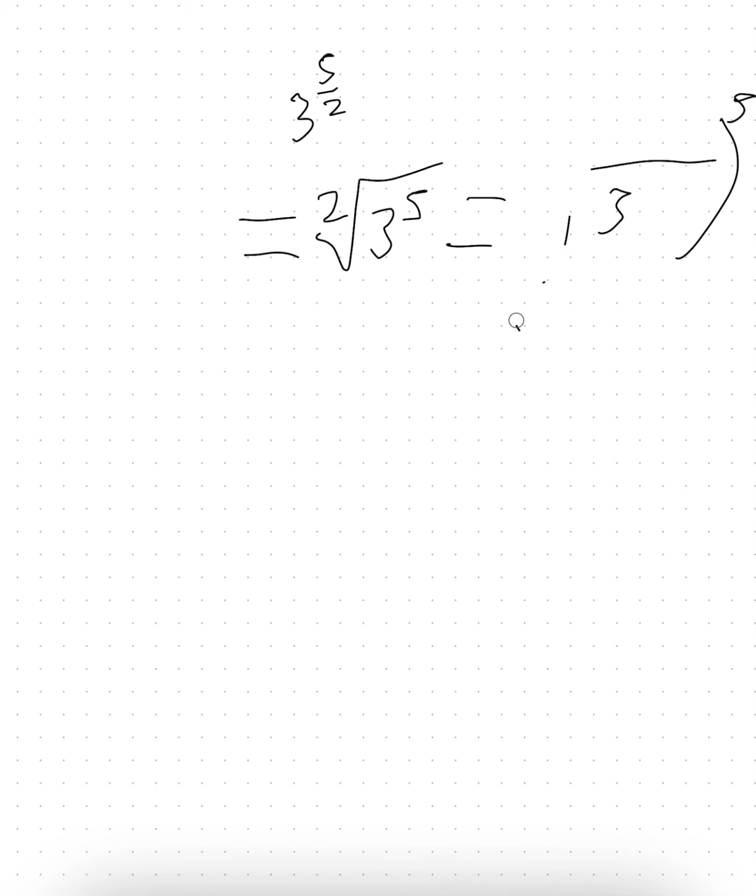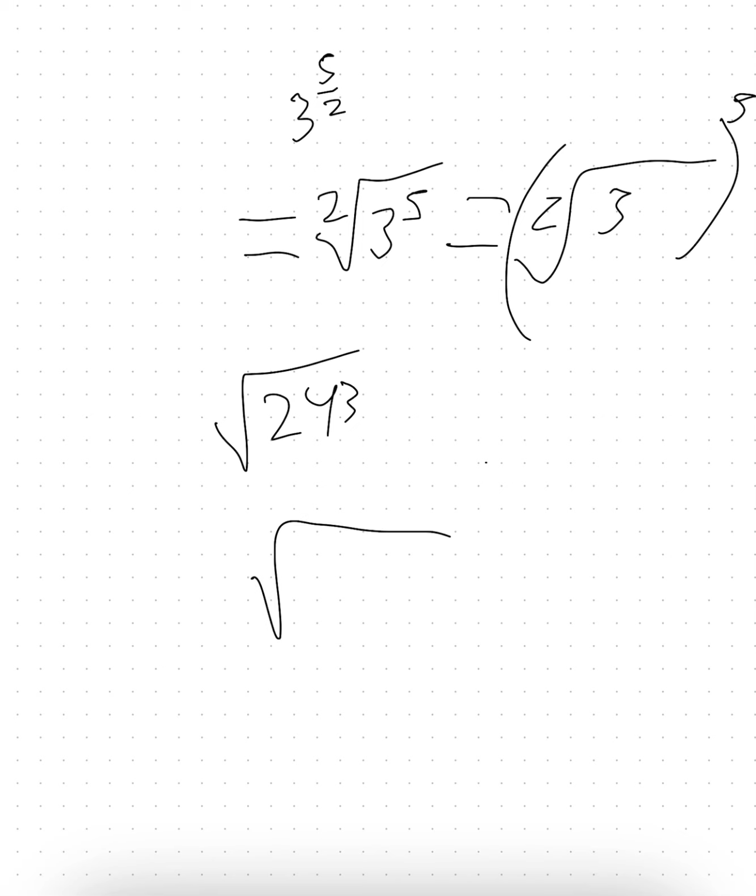Now, 3 to the 5th power, you can plug that in your calculator. That's just 243. And the square root of that, okay? Now, we don't have to include the 2 right there. If we include a root without a number, it's just square root.